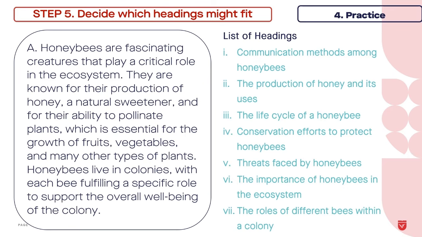Here is a hint for you. Compare the meaning of each heading in step 1 and the keywords you found in step 2 with the keywords in the topic sentence of paragraph A to see which headings might fit. Good job. The keywords in the topic sentence of paragraph A are "play a critical role" and "ecosystem". That matches with keywords in options 6 and 7. Note that "critical role" can also mean importance.